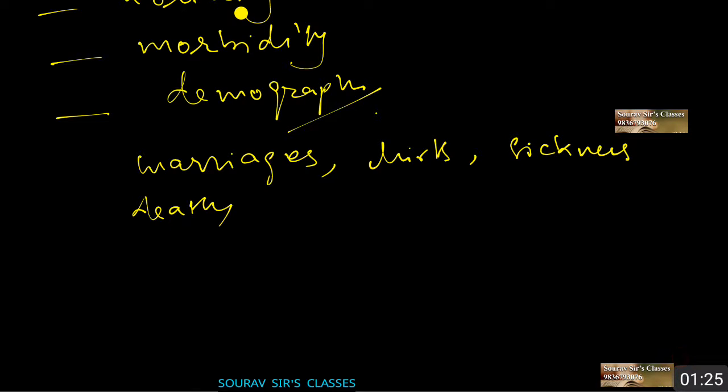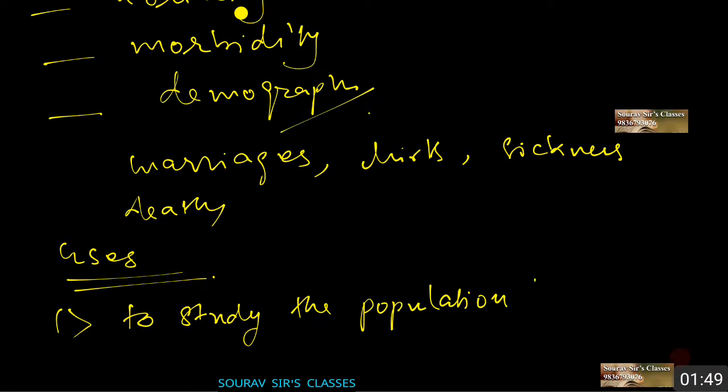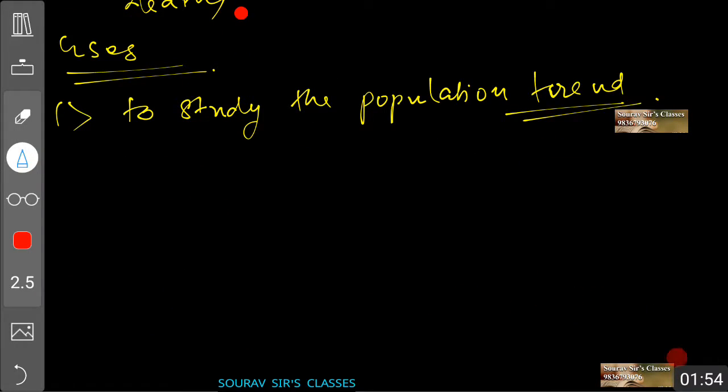Now we will understand and study the uses of vital statistics. Number one use of vital statistics is to study the population trend of a country or a region or an area. The studies of birth, that is fertility, and death, that is mortality, give us a vast idea of the population trend of any region, community, or country.